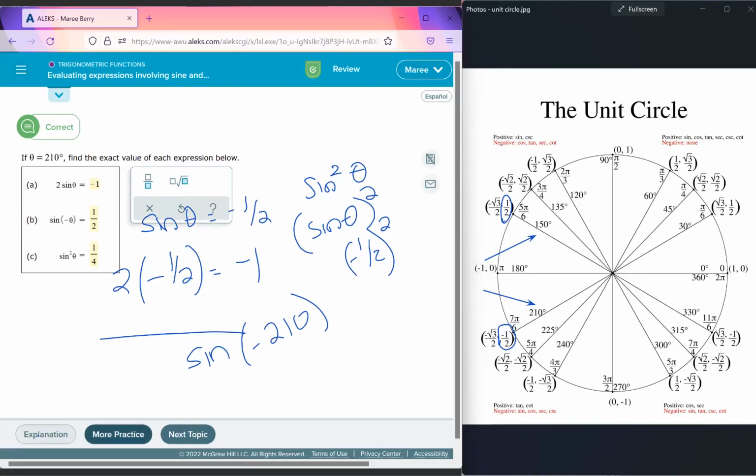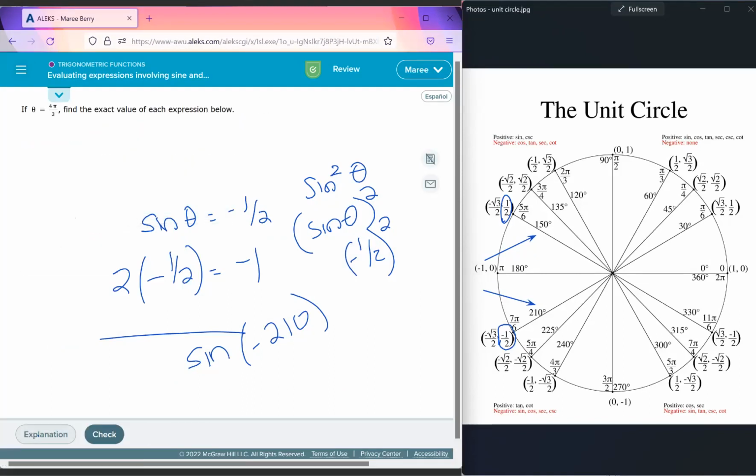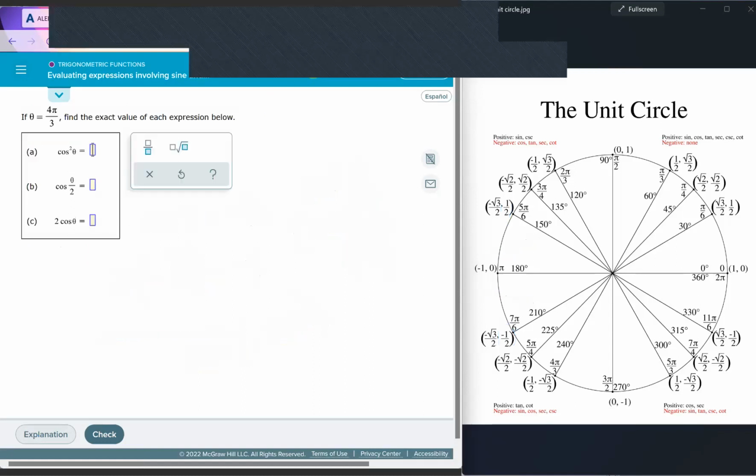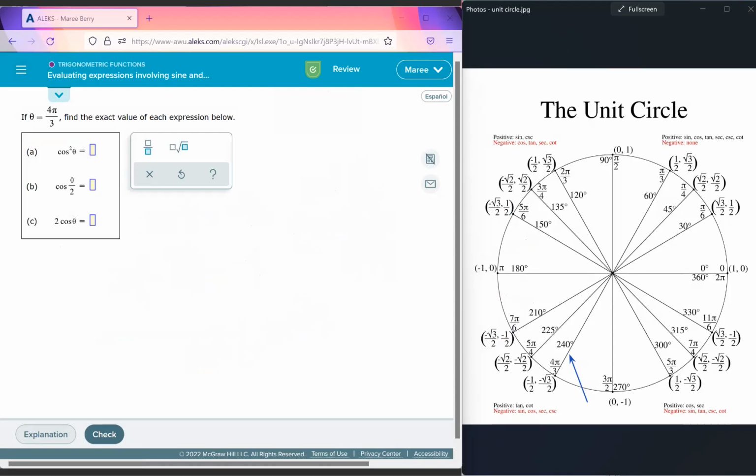Okay, let's do one more example of this type of problem. So they're telling us that theta is 4 pi thirds. So we come to our unit circle, we're looking for 4 pi thirds, which is right here. And we want the cosine squared of theta. Cosine theta is negative 1/2, just like our last problem. So cosine squared theta will be 1/4. Let's type that in, 1/4.